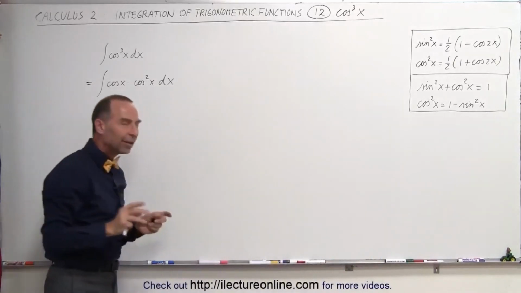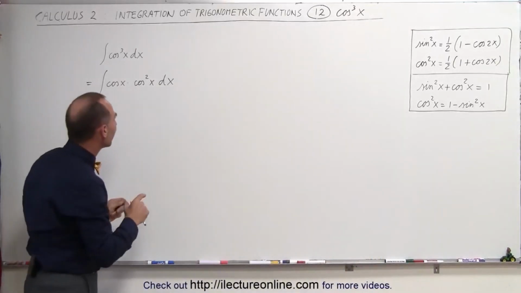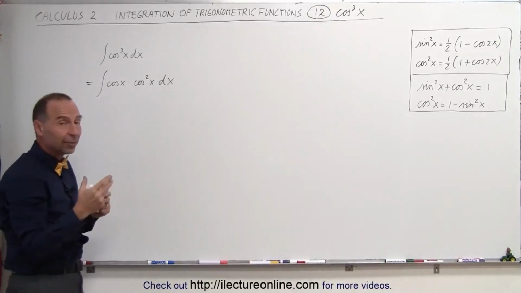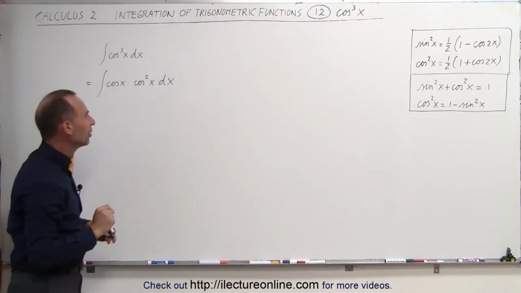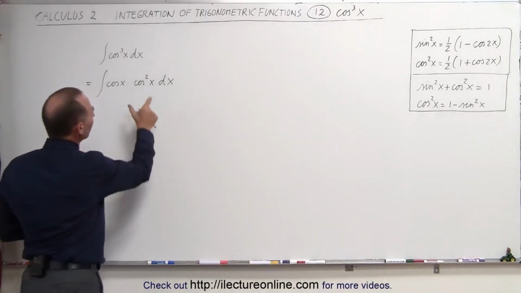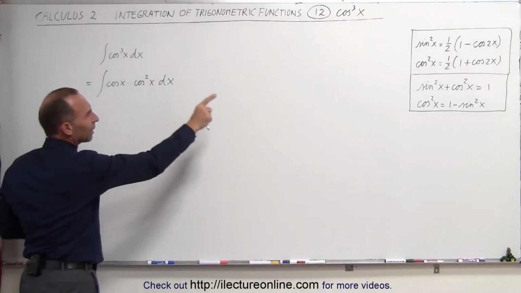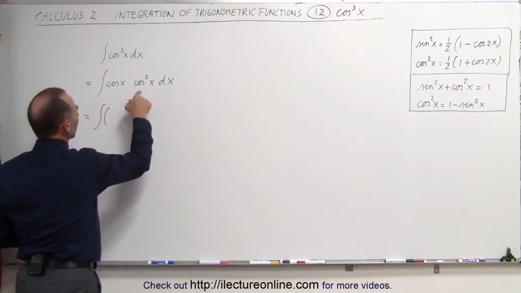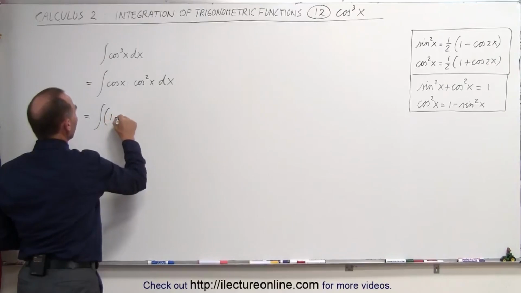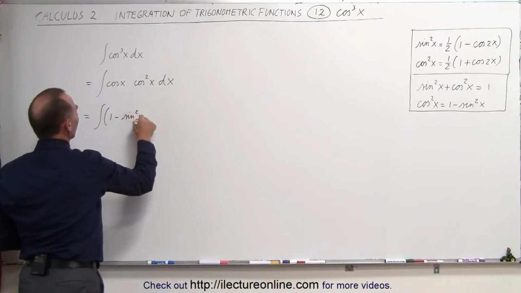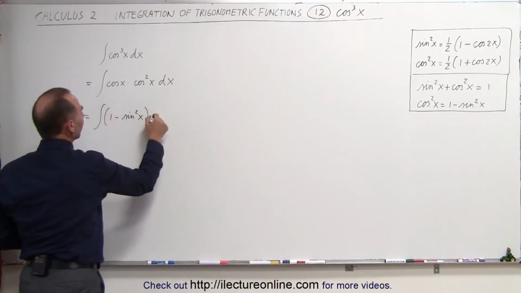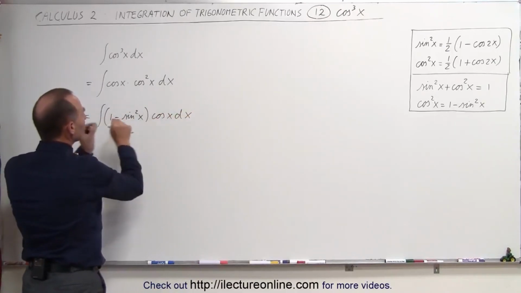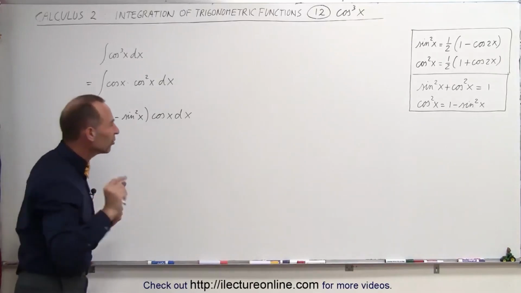Notice I can then take the cosine square of x and make it look like this, 1 minus the sine square of x. The reason why I'm doing that is because sometimes one of the functions, the cosine, can become the differential of the sine, or the sine can become the differential of the cosine. You'll see in just a moment what I mean by that. So we're going to replace the cosine square of x by 1 minus the sine square of x. This is equal to the integral of 1 minus the sine square of x. I still have my cosine of x, I'm going to write that there, times dx.